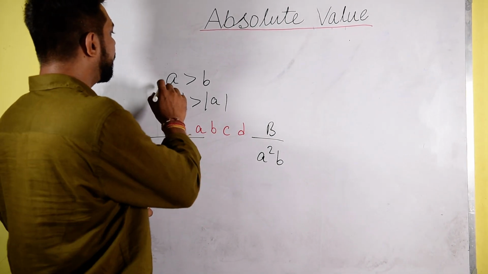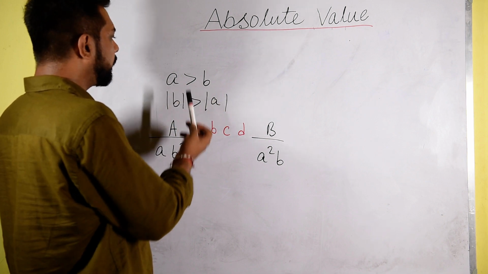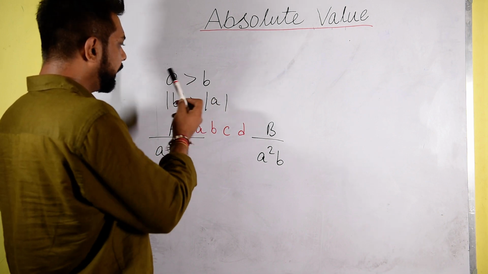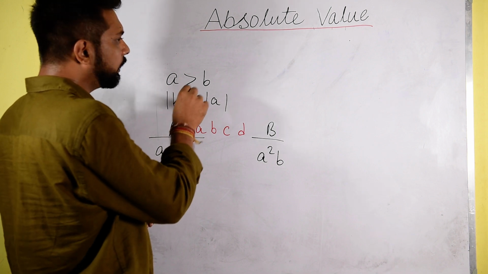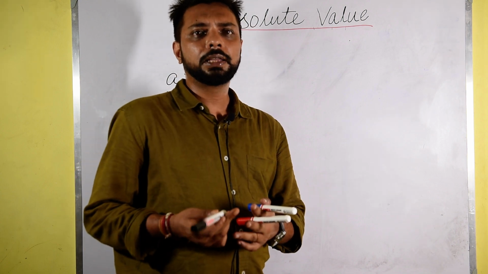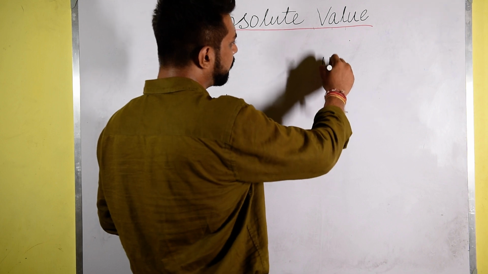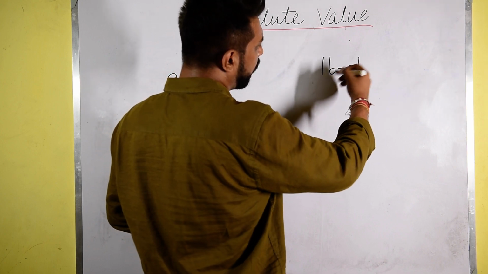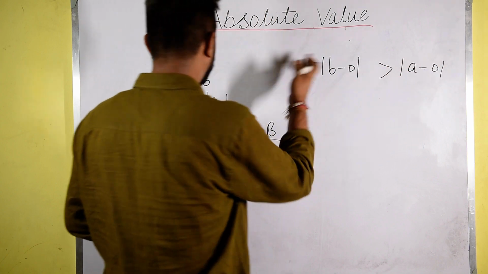So what they are saying, guys, is that A is greater than B, that means there are two variables A and B, and the value of A should be greater than B. And the second is very interesting to interpret. It is saying that mod B is greater than mod A. So what do you mean by mod B? I can write it as mod B minus 0 is greater than mod A minus 0. Both are the same thing, right?